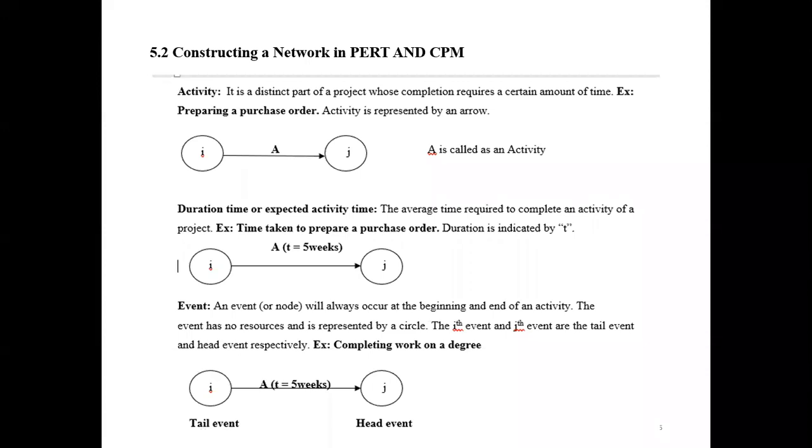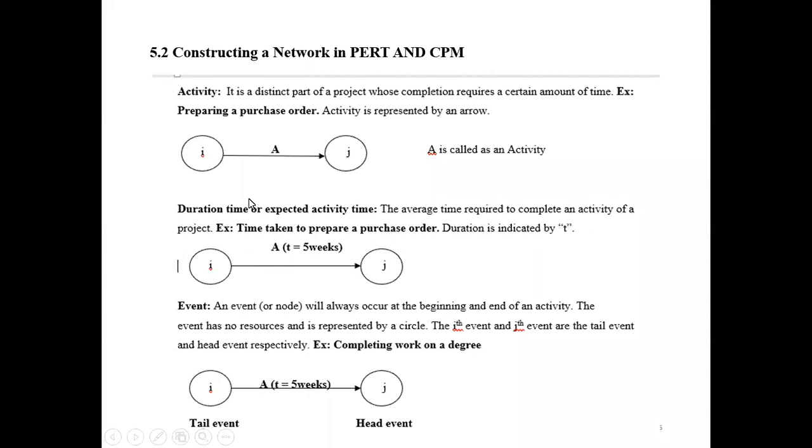An activity is a distinct part of a project whose completion requires a certain amount of time. Example: preparing a purchase order. According to this example, I have given preparing a purchase order. An activity is represented by an arrow mark. So any activity will be denoted by the arrow mark. So A is called an activity.